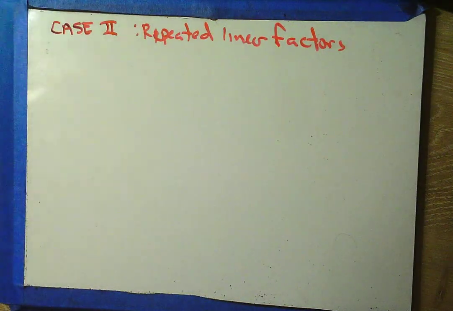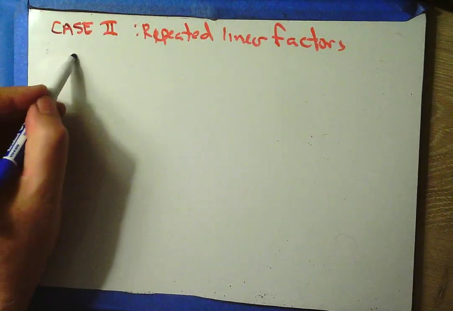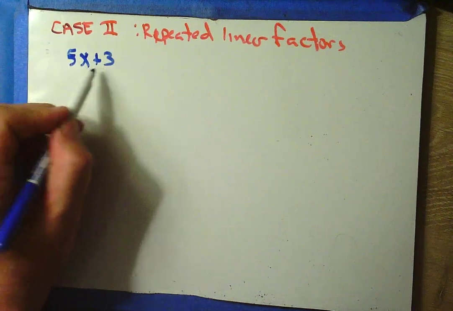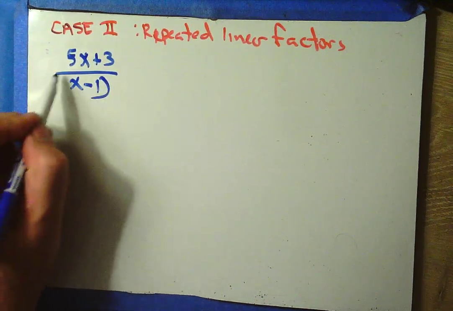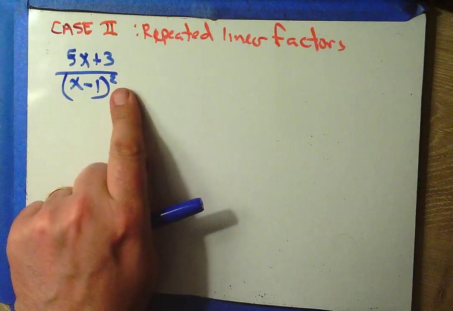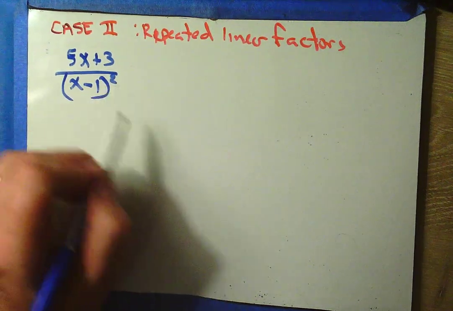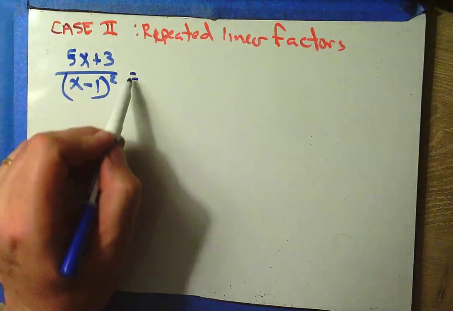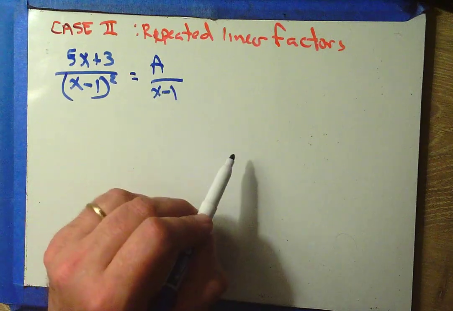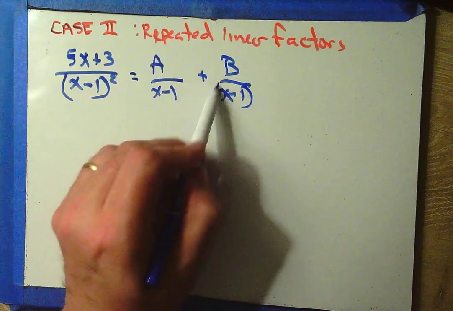So, for example, if I see 5x plus 3 over x minus 1 squared. See the squared? So this is a repeated linear factor because I've got a 2 there. So how would I do this? Well, I would do a over x minus 1, and I would do b over x minus 1 squared.